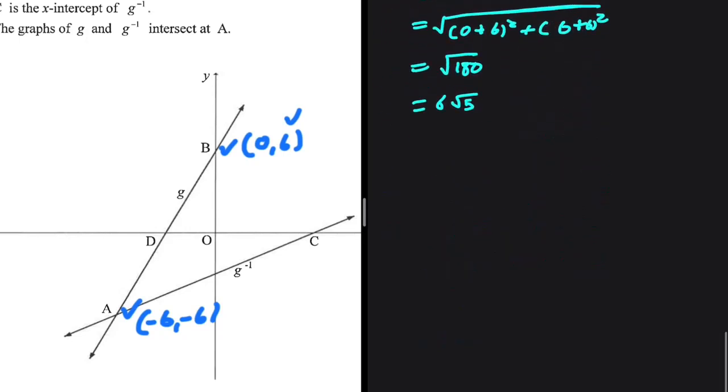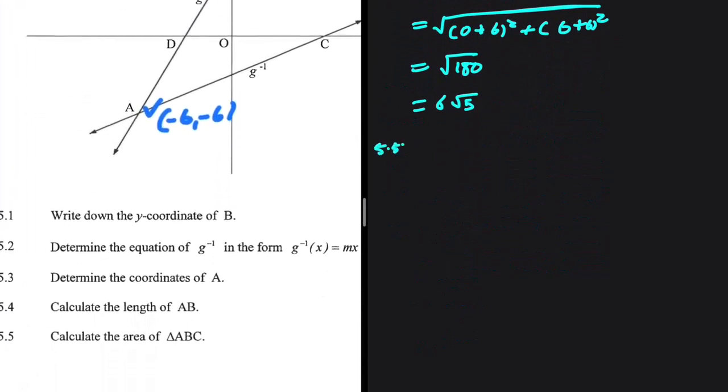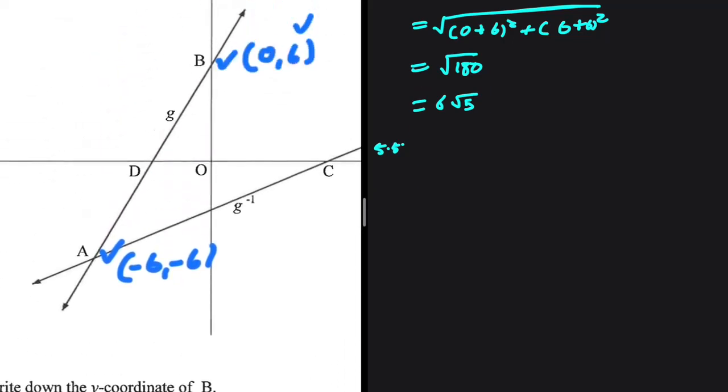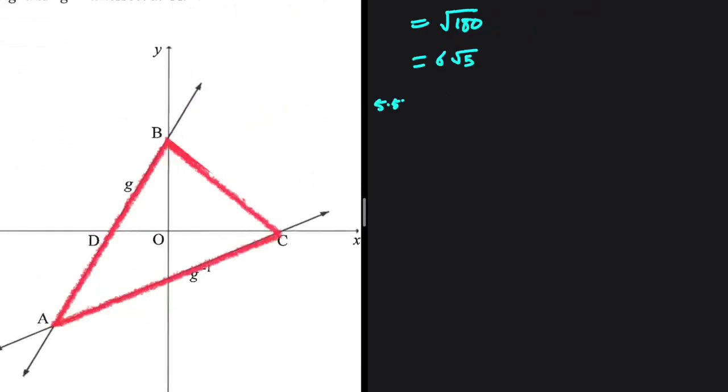AB, let's do 5.5, the interesting question really. So in 5.5, we're supposed to calculate the area of triangle ABC. So let's just go ahead and highlight that triangle. There's quite a couple of ways we can use to find the area of triangle ABC. Let's just try this first. We can find the area of triangle DBC. Let me highlight it. We can find the area of this triangle.